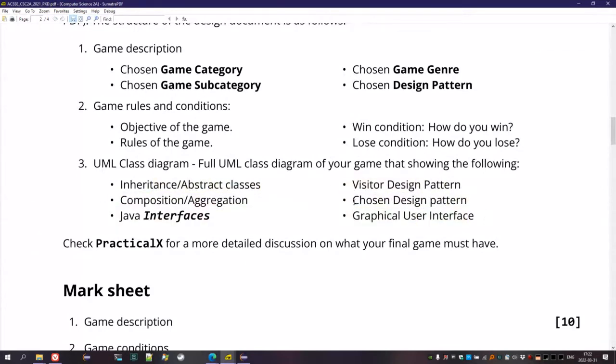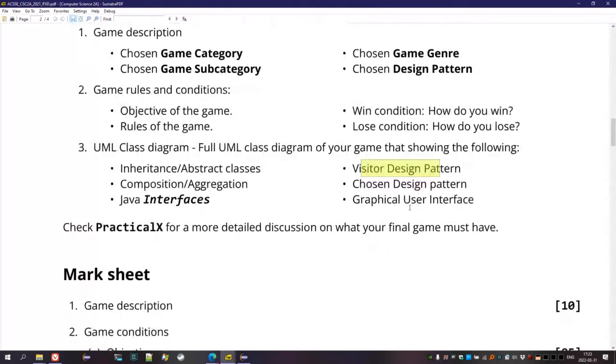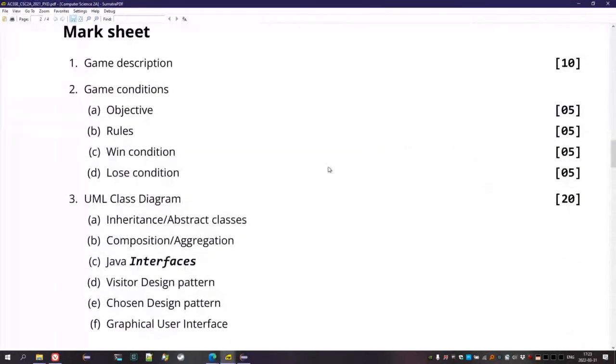One thing you'll notice here is you have a design pattern that you will choose, but you will also be using the visitor design pattern. So that has to play a role. What is the visitor design pattern? When you go through design patterns, you'll find out what exactly the visitor design pattern is. So this is just the design of the actual game, not the final version. It's not the version that you need to do.